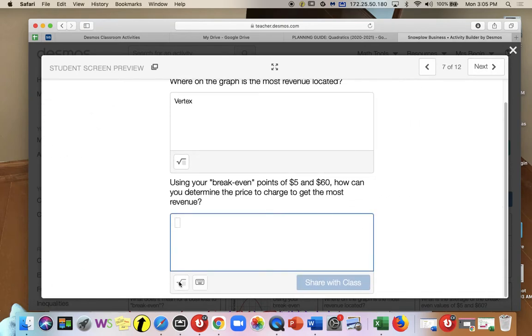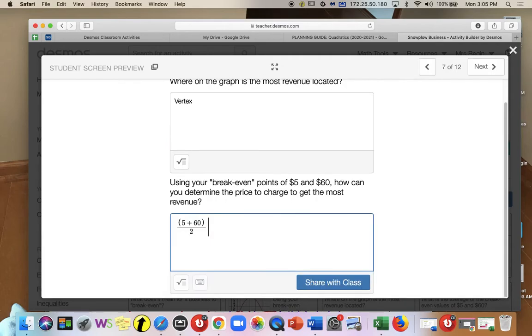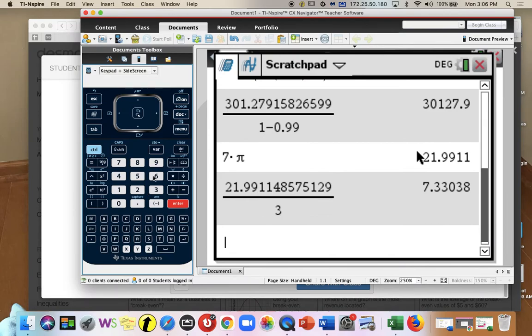I wonder if we can use our calculator tool. Does this work? So we have our 5 plus our 60, and then divide the whole thing. Ooh, I have to use parentheses. Okay, so let's find the middle of those two numbers. 5 plus 60, divide by 2. Does it not give me the answer? Okay, 65 divided by 2, what is that?